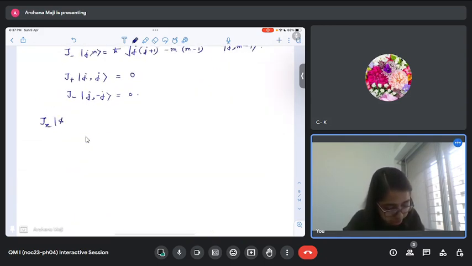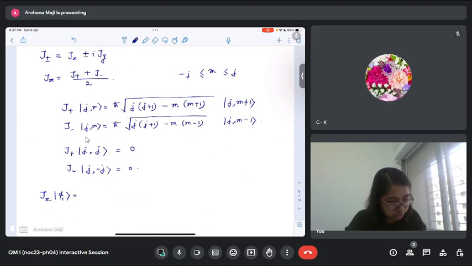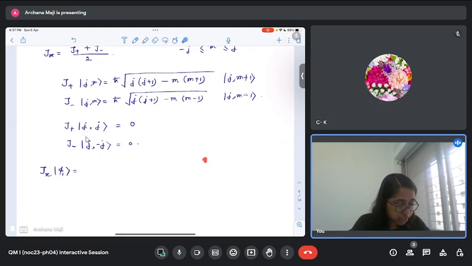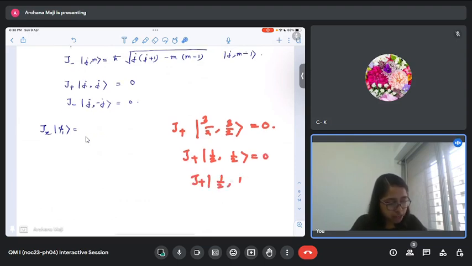Jx acting on phi 1 is... Madam, can you explain j plus on j is equal to 0? Because if j plus acts on j comma j, the state that you get is j comma j plus 1, but you don't have m equal to j plus 1, right? M ends at j, so m lies between minus j and j. So if j is 3 by 2 and m is also 3 by 2, then j plus acting on that will give you 0. If j is half and m is also half, that will give you 0. But j plus acting on half comma minus half will give you some constant times half comma half.